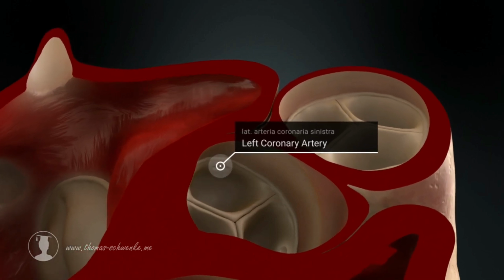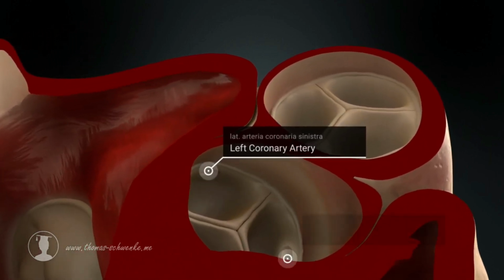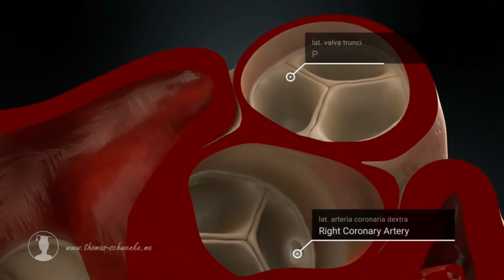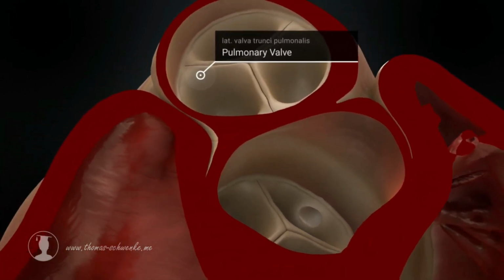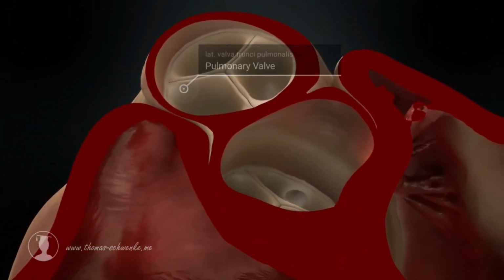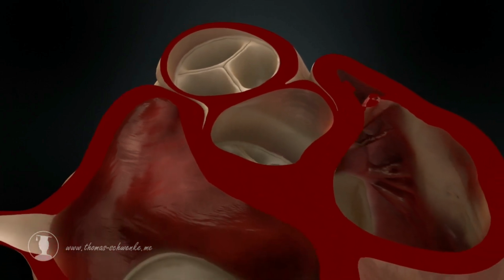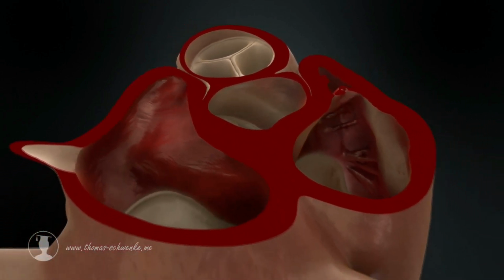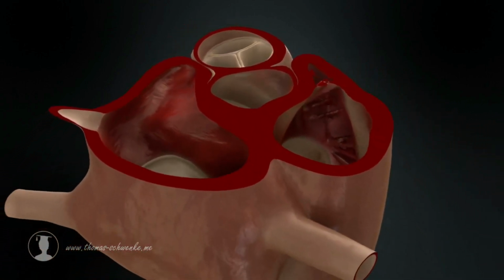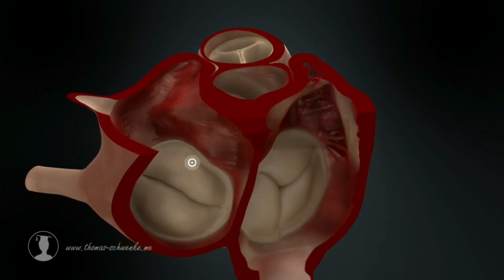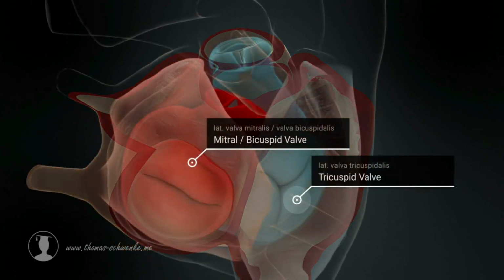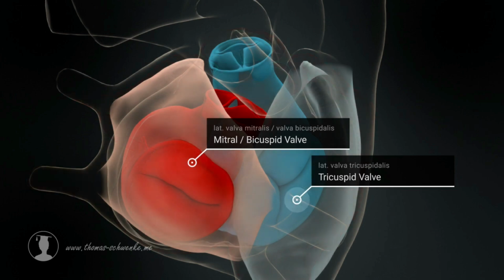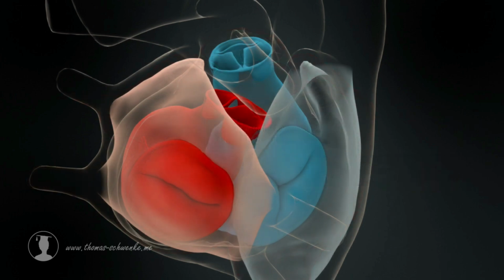The aortic valve is located at the end of the aorta. The pulmonary valve is located at the end of the pulmonary artery. Rarely, the valves have 2 or 4 cusps. The heart has 2 other valves that consist of leaflets, or cusps too. The mitral valve consists of 2 leaflets, and the tricuspid valve has 3 of these leaflets.